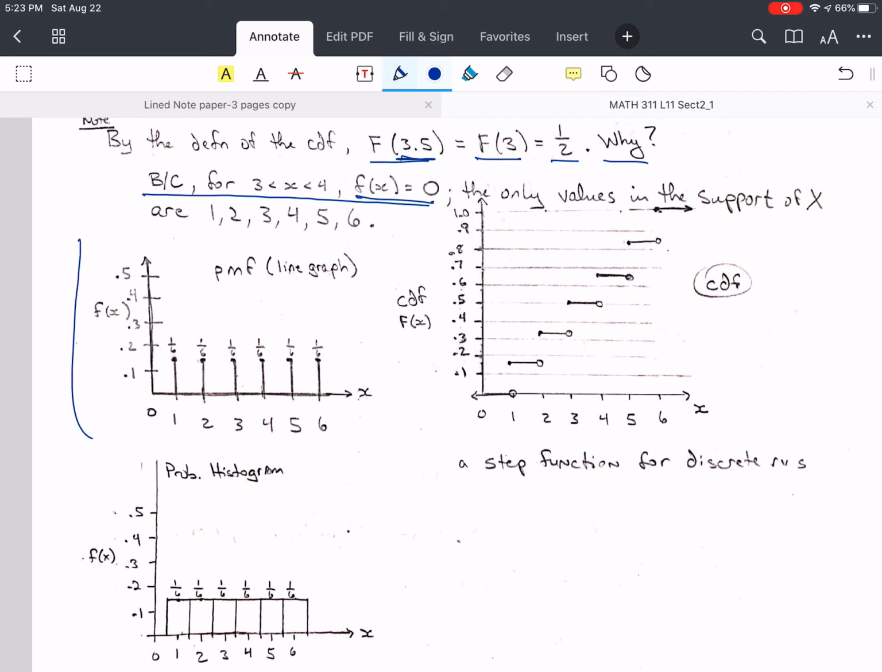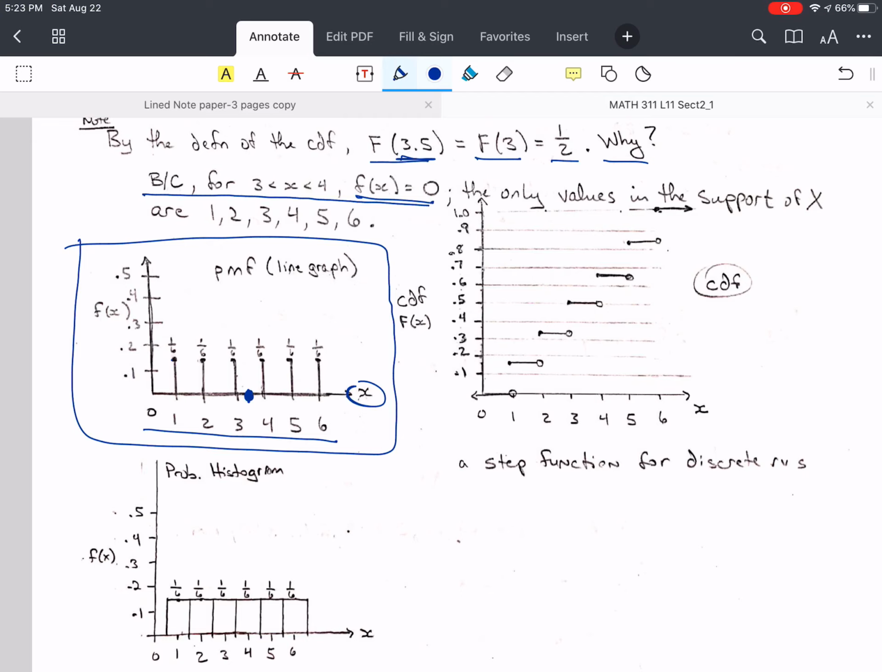And we can see that with this line graph. They call it a bar graph, but it's really a line graph, where we've plotted for each of the x's the probability at each of these values, which is 1/6. But at 3.5, the height of f of x is 0. It only has height at these points: 1, 2, 3, 4, 5, or 6.